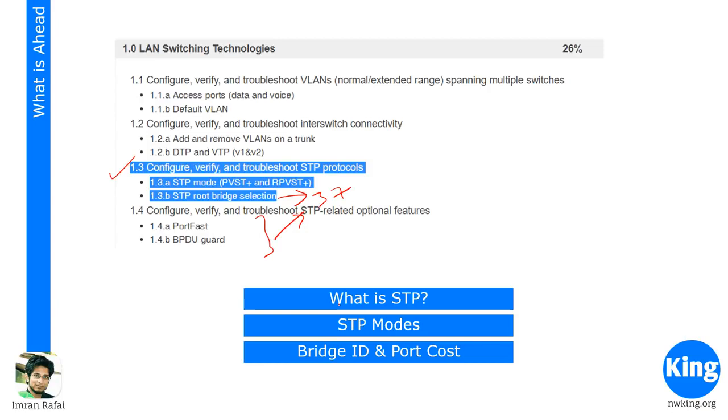So what are we going to look at today? We're going to look at what STP is. We'll try to understand STP. We'll look at STP modes, that is PVST plus and RPVST plus, and then we will look at bridge ID and port cost. These are some of the components to understand the bridge election process. The bridge election process, like I said, we'll be looking at in the next video. So we will look at the bridge ID and port cost in this video, and then we'll be ready for the root bridge election process in the next video, right?